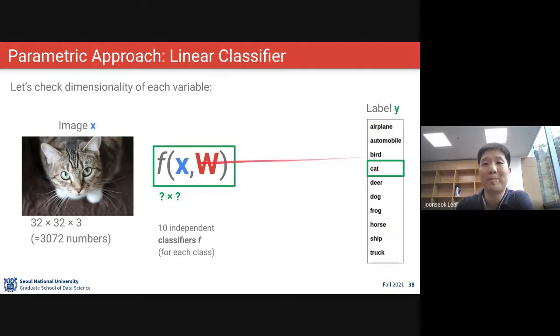Kim Bo-kyum? Yes. Yeah, what should be the output size?